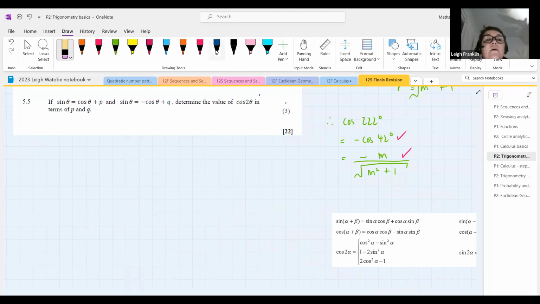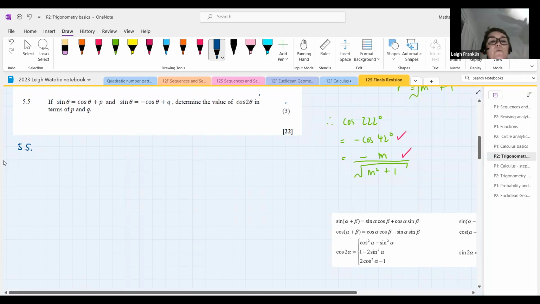And we're going to talk about it now. So if sine theta equals cos theta plus p, and sine theta equals minus cos theta plus q, determine the value of cos 2 theta in terms of p and q. So this is a problem-solving sort of question. They want us to do something with this to get cos 2 theta.